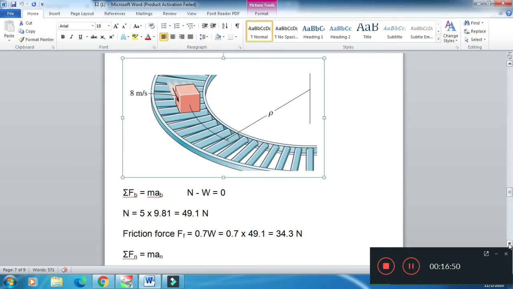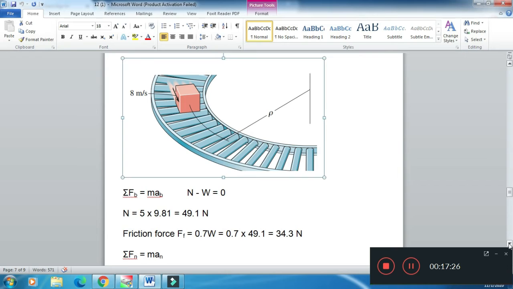So the binormal direction is the vertical direction. In the vertical direction there are two forces, normal reaction and weight. Weight acts downward and the normal reaction is opposite. The weight is the mass, 5 kg, multiplied by 9.81, which gives 49.1. Then we calculate the friction force.